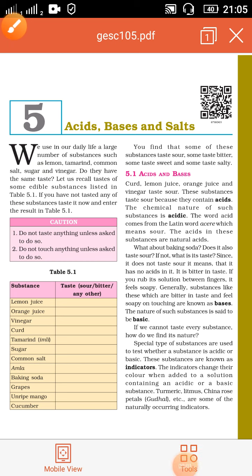Hello everyone. Today we are going to study Chapter 5: Acids, Bases and Salts. As you know, we use a large number of substances in our daily life.